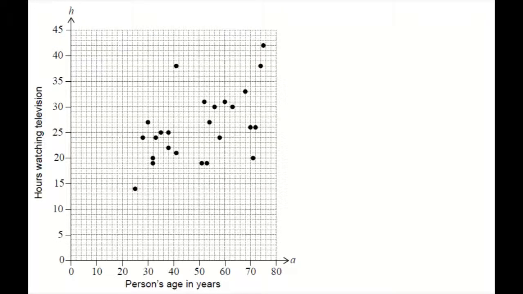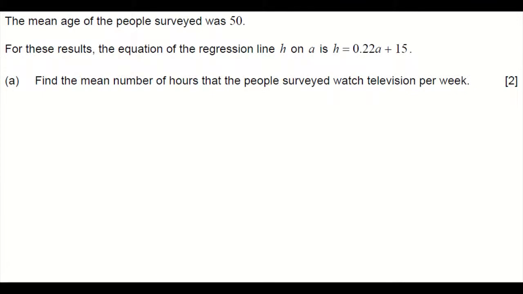Now, as you can see, this is a scatter plot. The person's age in years is the x-axis, the x variable, or we can say the independent variable, while the hours watching television is the y-axis, or technically the dependent variable. The mean age of the people surveyed was 50. For these results, the equation of the regression line of H on A is H equals 0.22A plus 15.